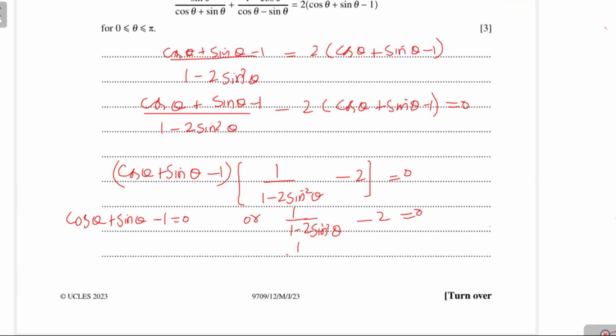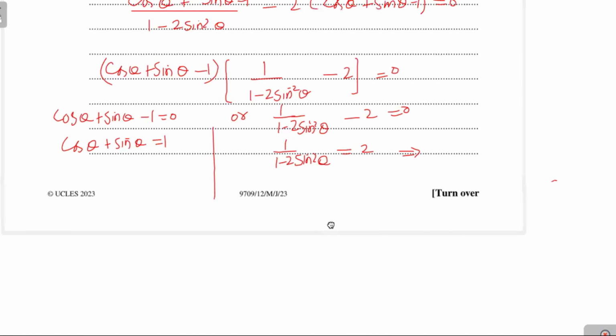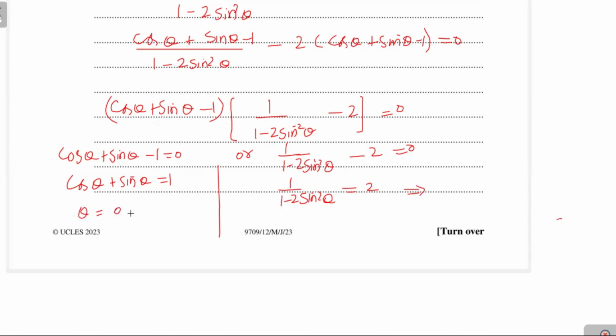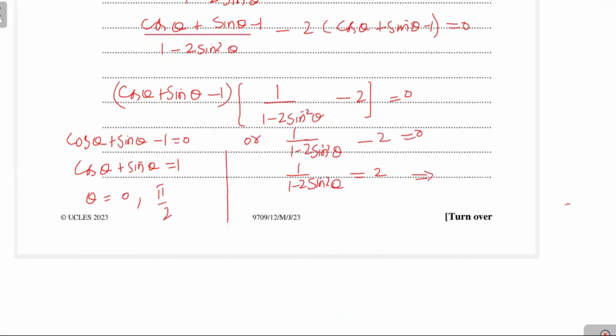We shift the value minus 2 from left to right side. We get 1 over 1 minus 2 sine square theta equal to 2. Now we simplify this cos theta plus sin theta equal to 1, and we get two values. Theta is equal to 0 or pi over 2. Against this, you see here, we already verified in the part A of second part. In this, the value of theta is 0 or pi over 2. Therefore, we write it is 0 and pi over 2.